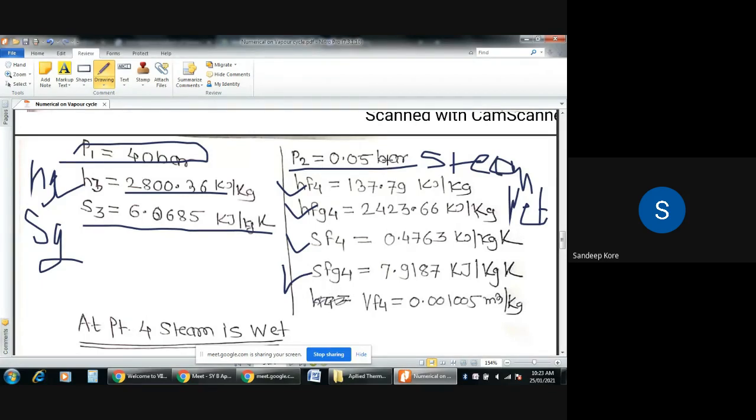Now since at this particular pressure the state point is 4, we are writing Hf4 is equal to 137 kilojoule per kg, Hfg4 is equal to 2423 kilojoule per kg, Sf4 is equal to 0.47 kilojoule per kg Kelvin, Sfg is equal to 7.918 kilojoule per kg Kelvin. And volume we don't require. So this data we have noted from a steam table.